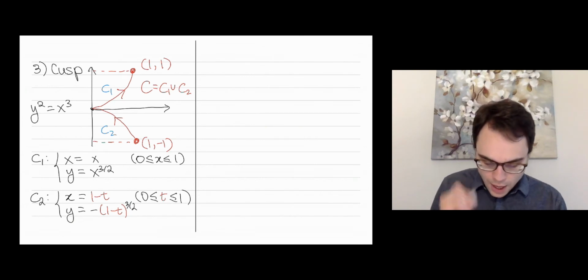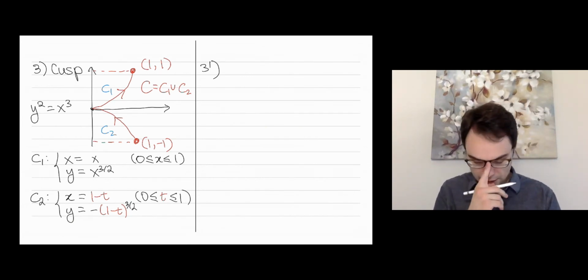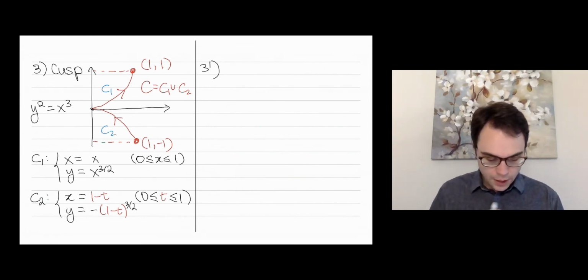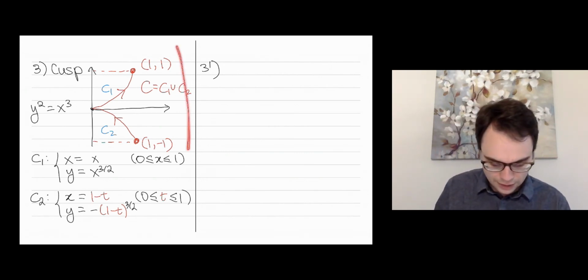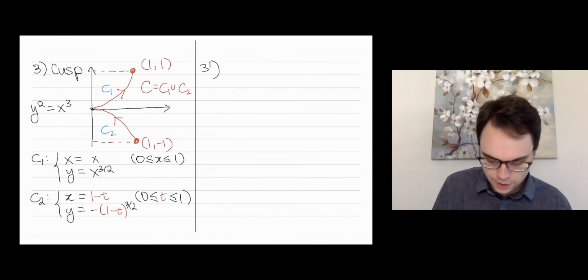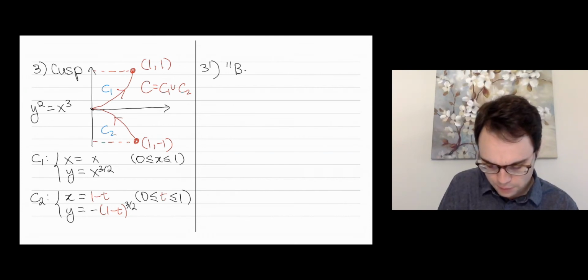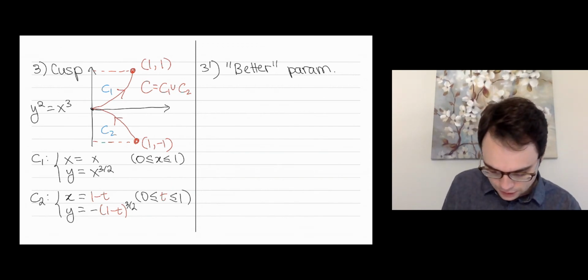Okay, so the other solution to the problem of parameterizing this curve actually gives you a much better parameterization. It's easier to compute integrals with this other better parameterization. So it's better only because it's easier to compute with. And here it is.